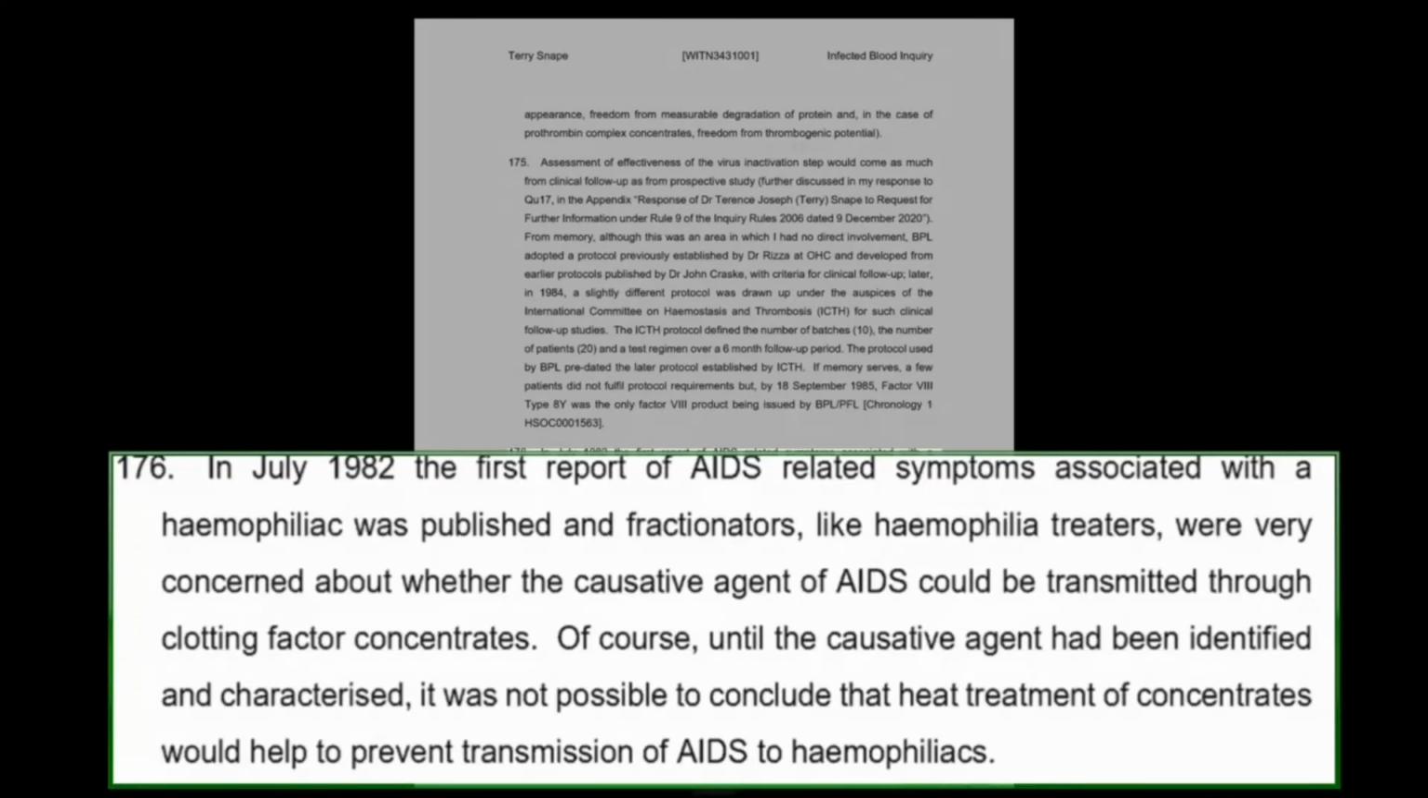fractionators, like haemophilia treaters, were very concerned about whether the causative agent of AIDS could be transmitted through clotting factor concentrates. Of course, until the causative agent had been identified and characterized, it was not possible to conclude that heat treatment of concentrates would help to prevent transmissions of AIDS to haemophiliacs. Are you able to say now when you first became aware of that July 1982 report, which I think was from MMWR, the publication from the Centers for Disease Control of the United States?